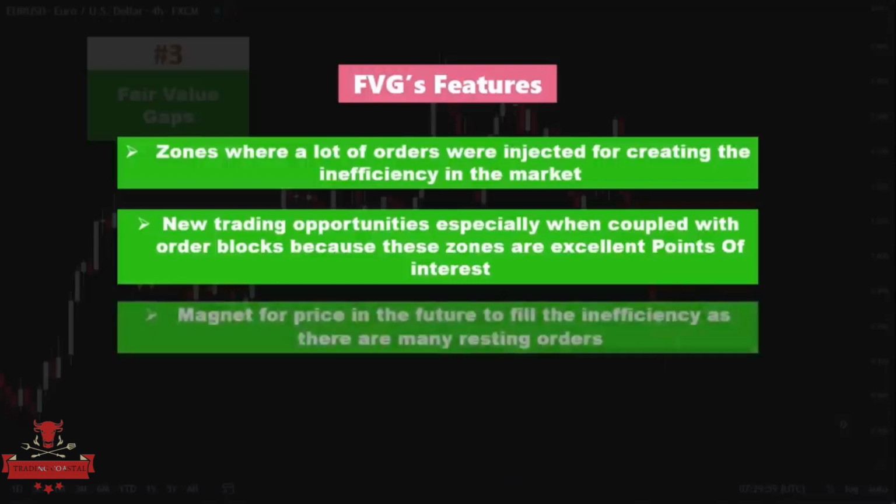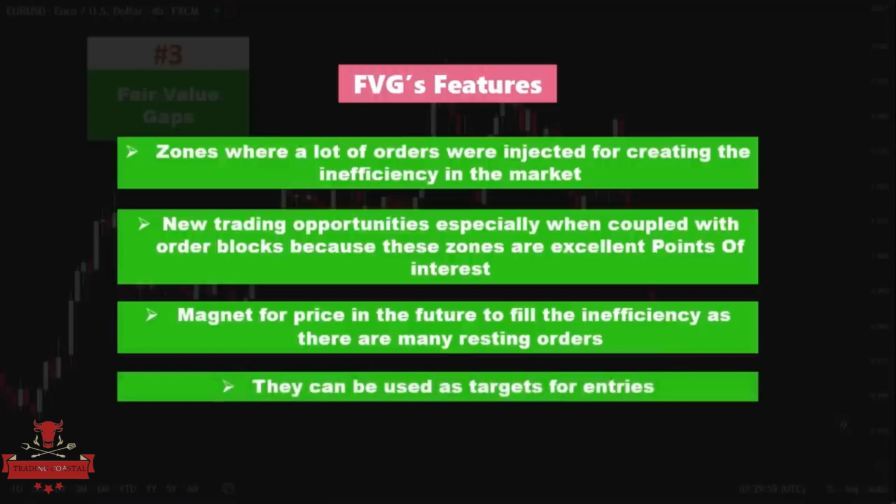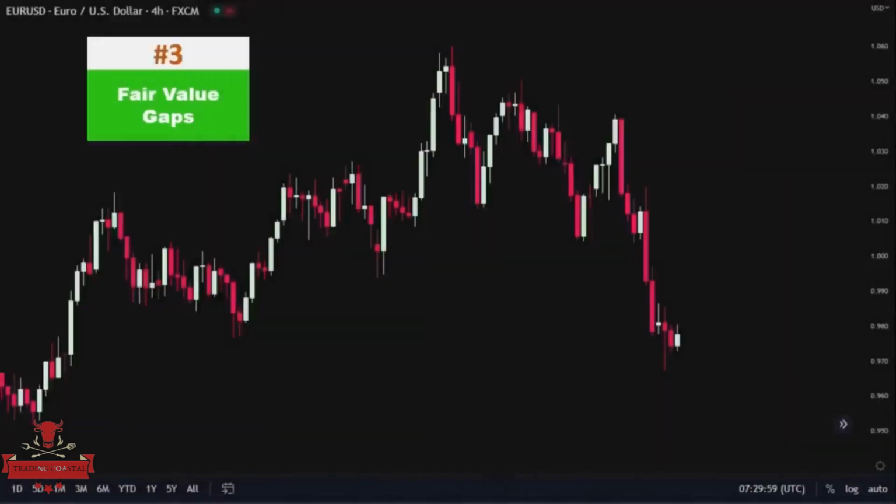Fair value gaps can become a magnet for price in the future to fill the inefficiency, as there are many resting orders. Also, we can use them as targets for our entries. So, let's see how we should identify a fair value gap.